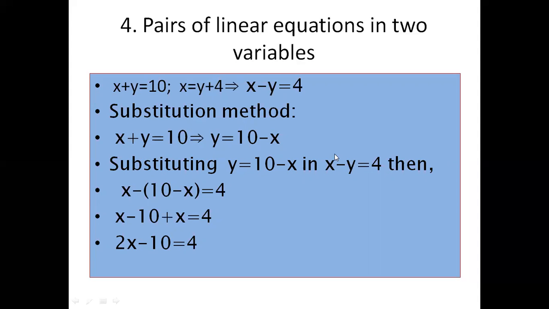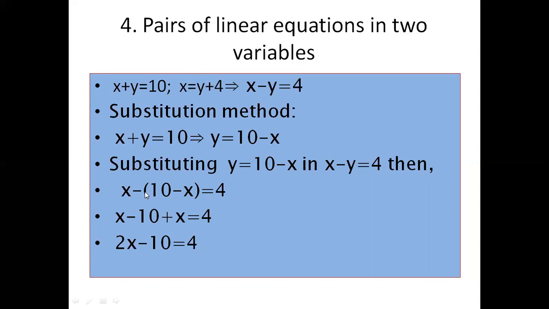Now I solved this sum in the substitution method. So x plus y is equal to 10. From this I have converted in terms of y, so transposing x to the other side, y is equal to 10 minus x. I substitute this y is equal to 10 minus x in the second equation, x minus y is equal to 4. Then x minus y becomes x minus, in brackets, 10 minus x, is equal to 4.